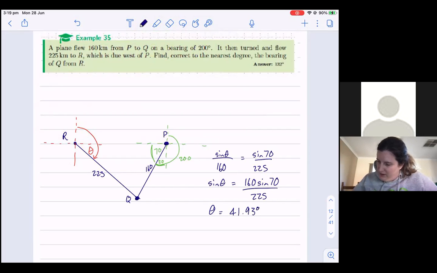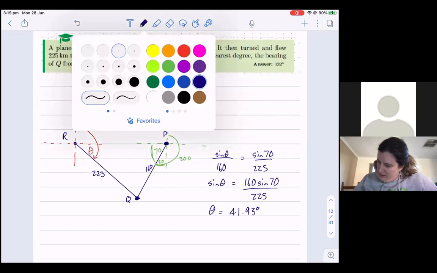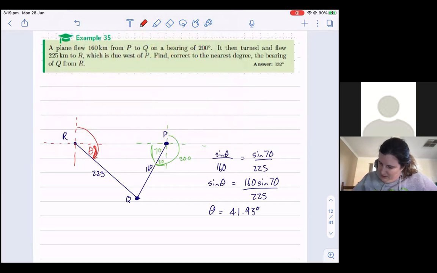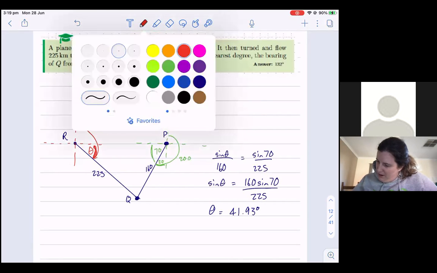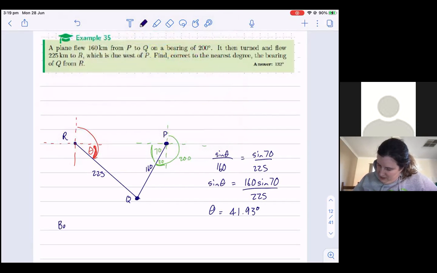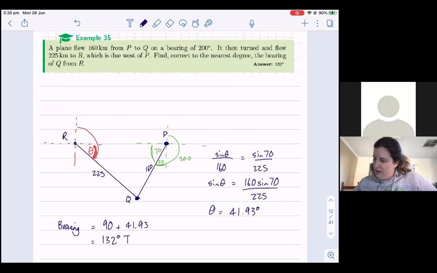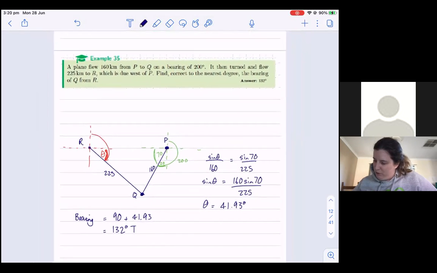So that's just this tiny little bit, which means the bearing, we've got 90 plus that. So we've got about 132 degrees, and that's around from true north. So bearings are always around from north.